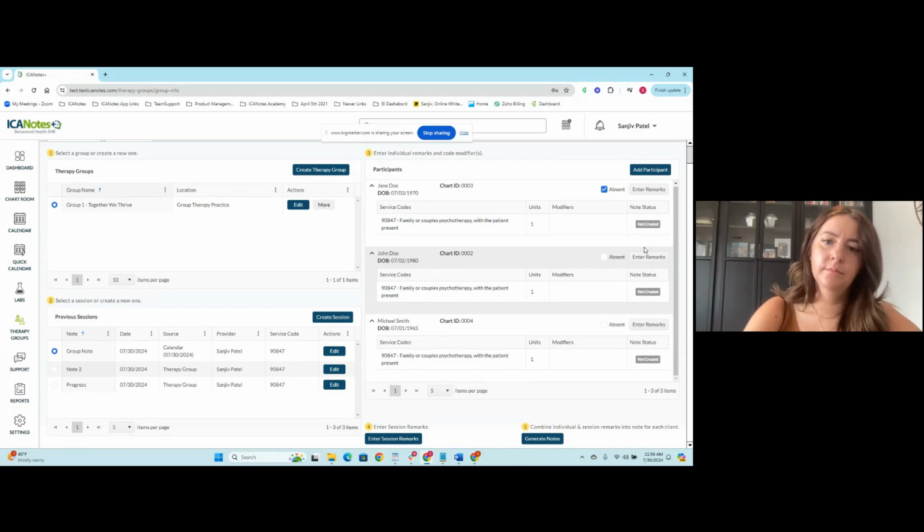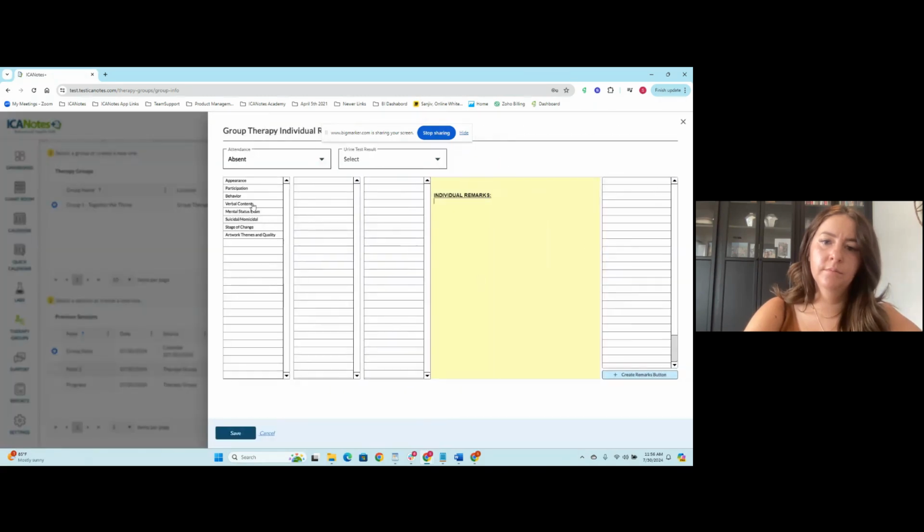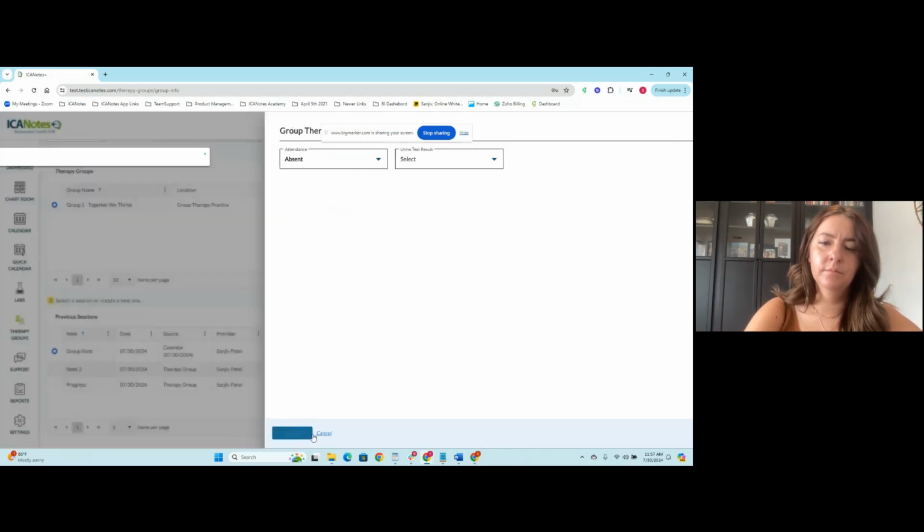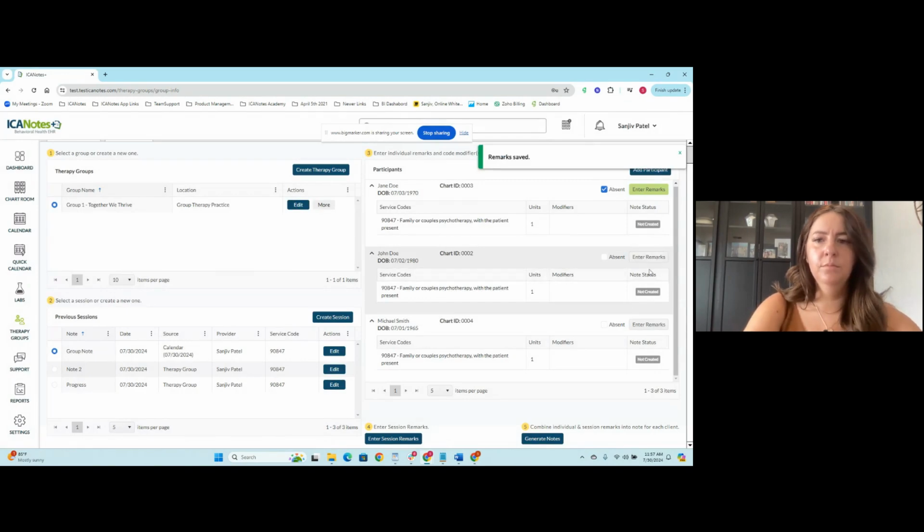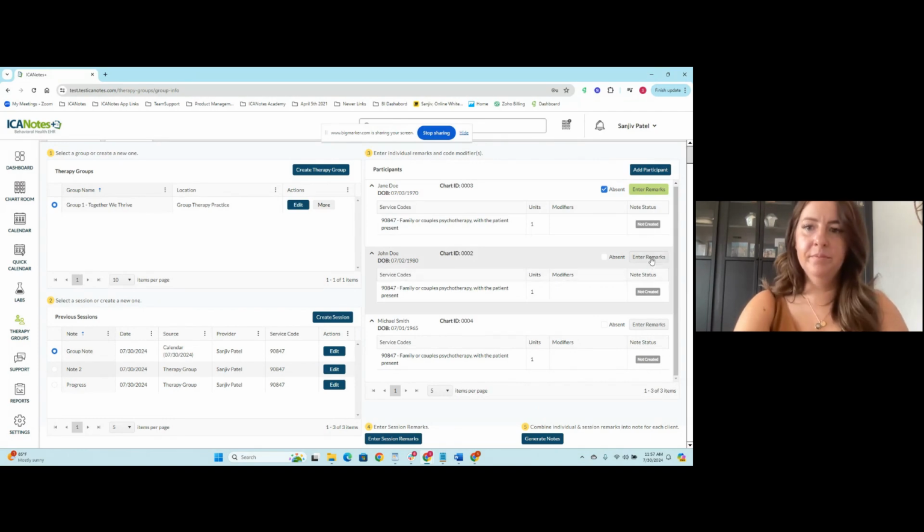I can enter personal remarks from the group therapy session by clicking on the Enter Remarks button. And I can click here and be able to document the information. So Jane spoke of feelings of dependency today during the session. Click Save. I can go on to Jane, the rest of these. Obviously, Jane is not present, so I shouldn't have entered that, but I'm going to go ahead and skip that and go to John Doe here.